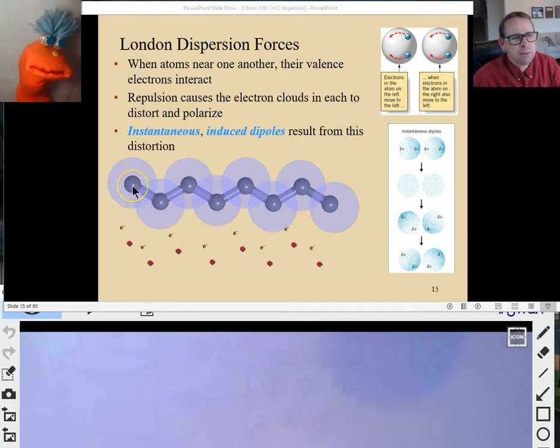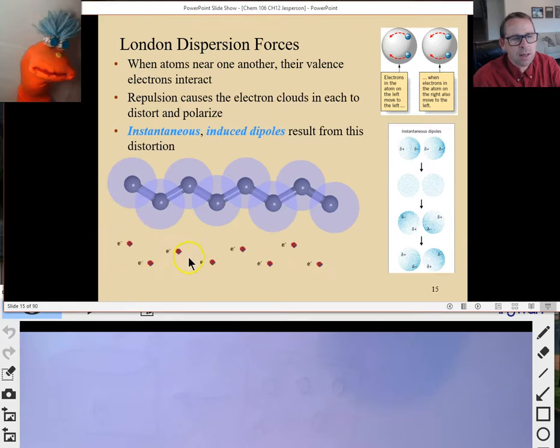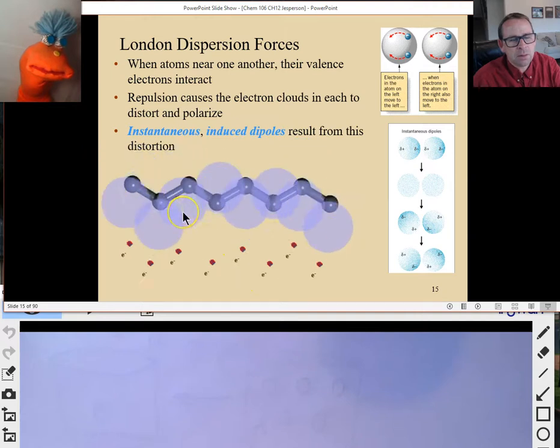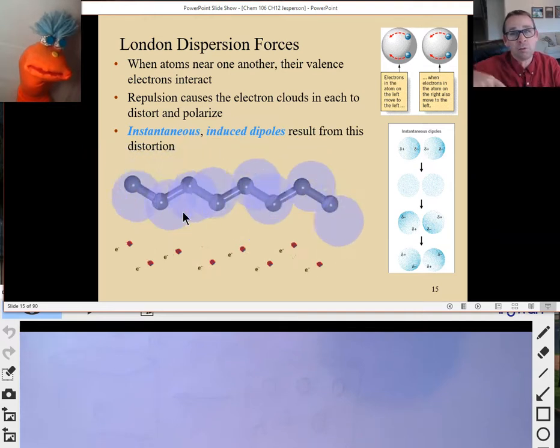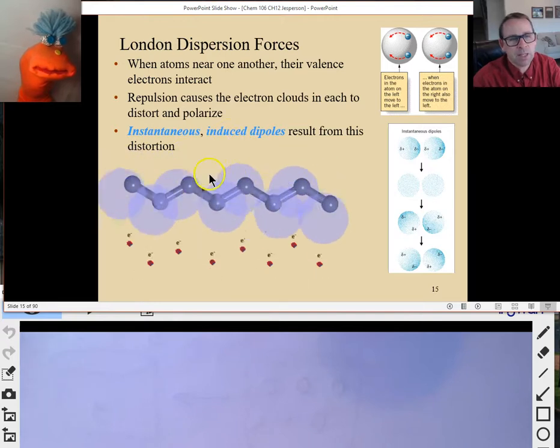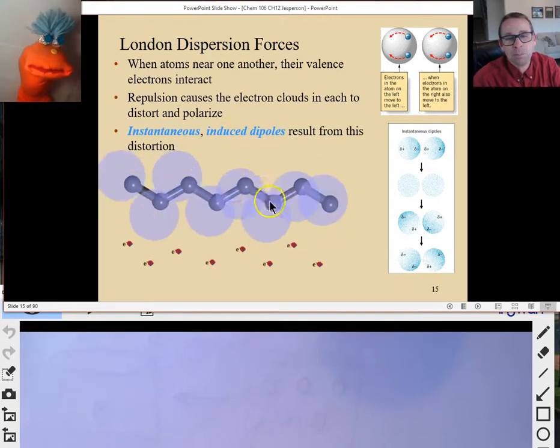So here I have a chain of 1, 2, 3, 4, 5, 6, 7, 8 carbons. I'm not showing the hydrogens. I'm just showing clouds around them in these purple circles as electron density. We can imagine these nuclei having electrons moving around, and as those electrons move around, there is some motion of the electron density. The electron density bounces around and moves.